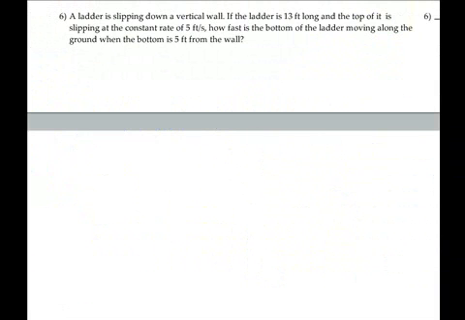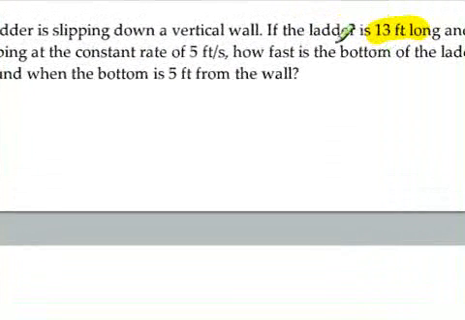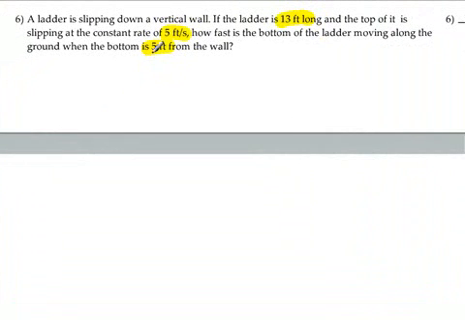Number 6, we've got a ladder slipping down a wall. The ladder is 13 feet long. The top is slipping at a constant rate of 5 feet per second. The question is, how fast is the bottom of the ladder moving along the ground when it's 5 feet from the wall? So let's see what we've got here.